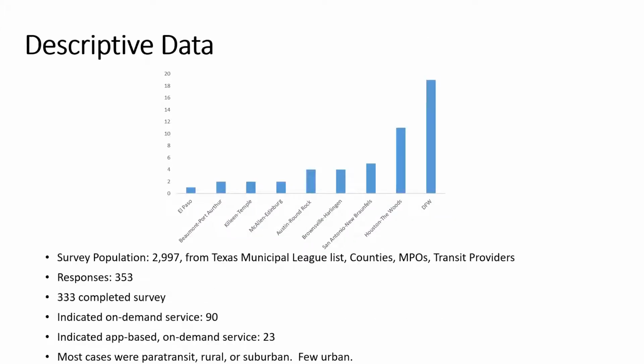First, we started with a survey of municipalities across the state of Texas. We looked at cities, counties, MPOs, and transit providers. We sent an extensive survey to staff members working at these transit agencies, cities, municipalities, and MPOs, and asked a number of questions about the provision of app-based on-demand services in their area and coordination across jurisdictions.